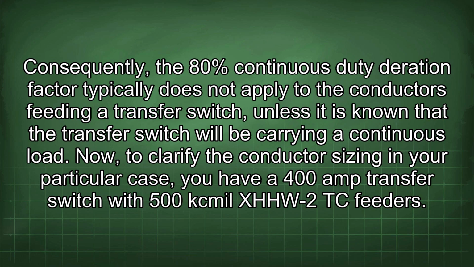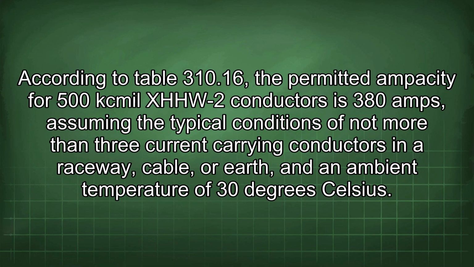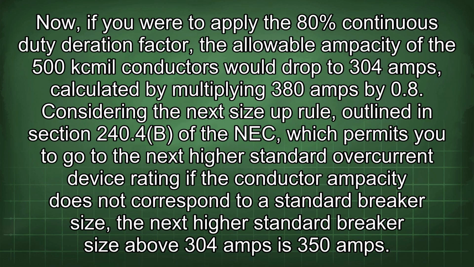Now, to clarify the conductor sizing in your particular case, you have a 400 amp transfer switch with 500 kcmil XHHW-2 feeders. According to Table 310.16, the permitted ampacity for 500 kcmil XHHW-2 conductors is 380 amps, assuming the typical conditions of not more than 3 current carrying conductors in a raceway, cable, or earth, and an ambient temperature of 30 degrees Celsius. Now, if you were to apply the 80% continuous duty duration factor, the allowable ampacity of the 500 kcmil conductors would drop to 304 amps, calculated by multiplying 380 amps by 0.8.